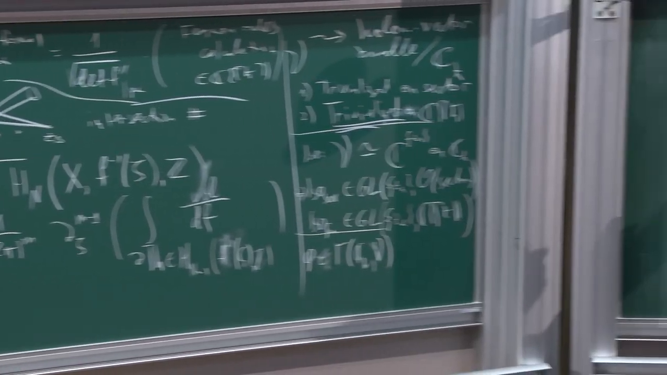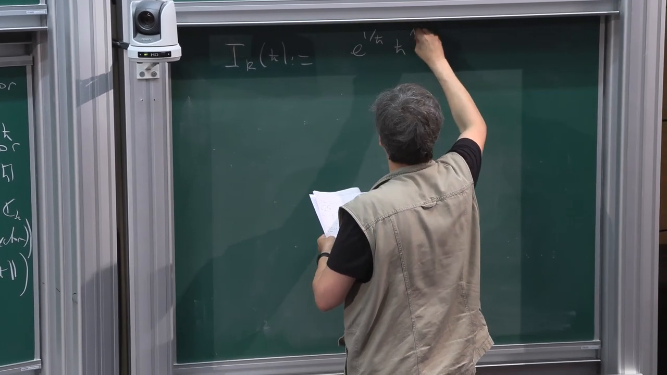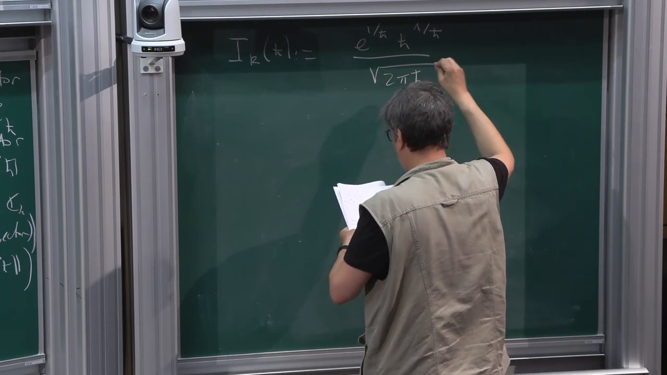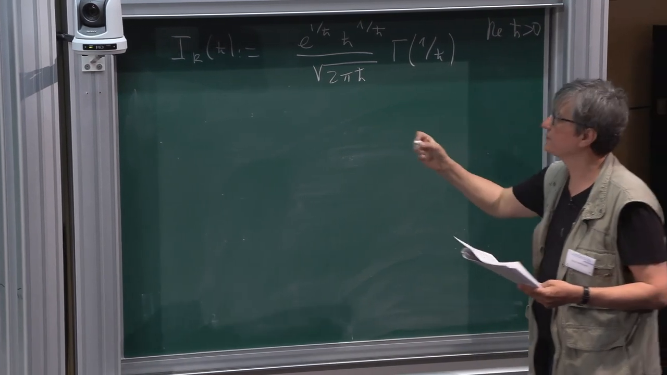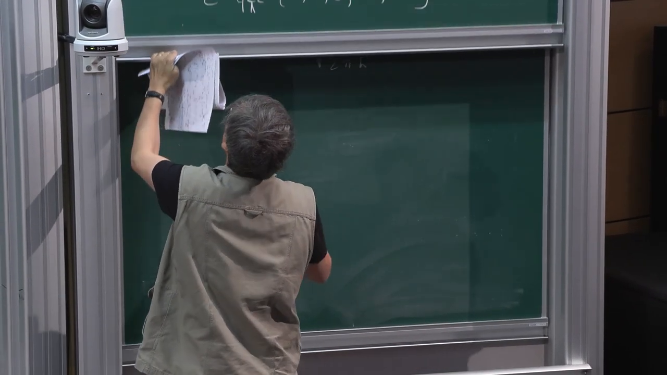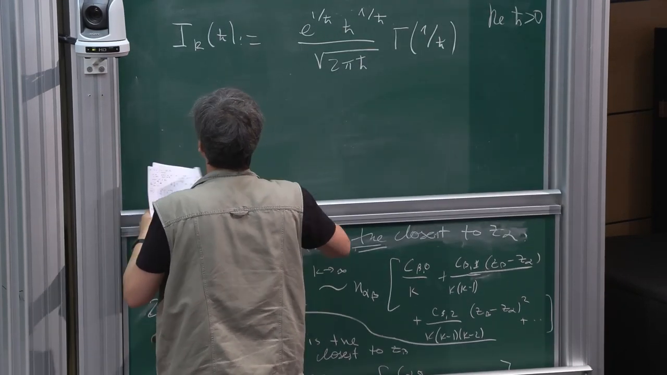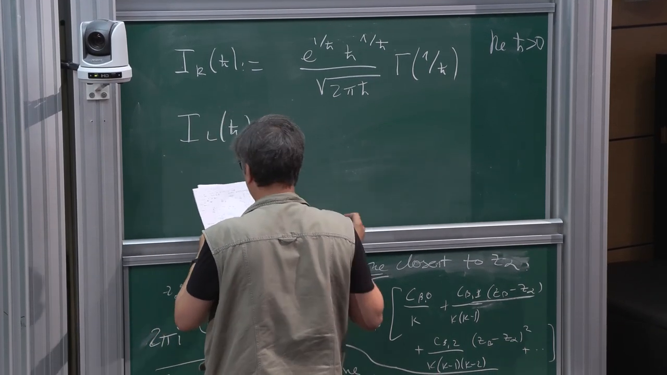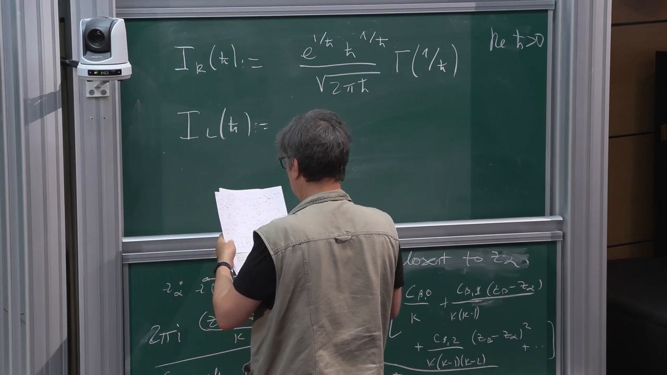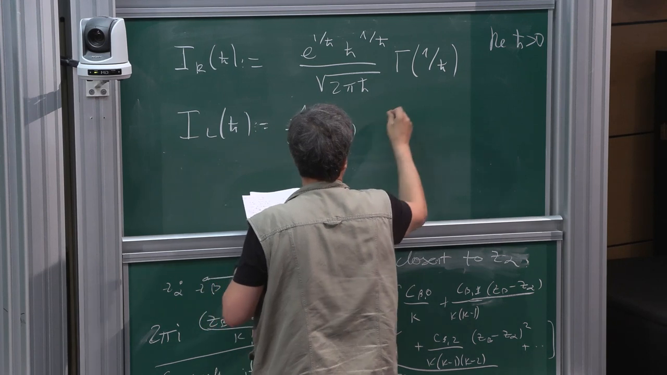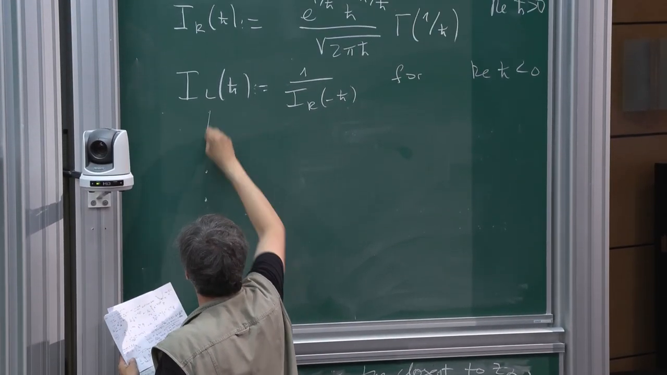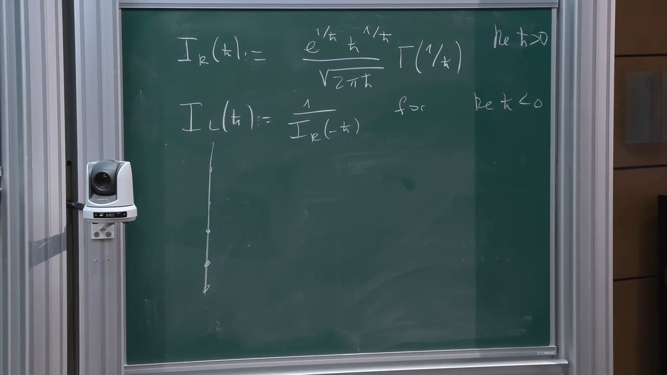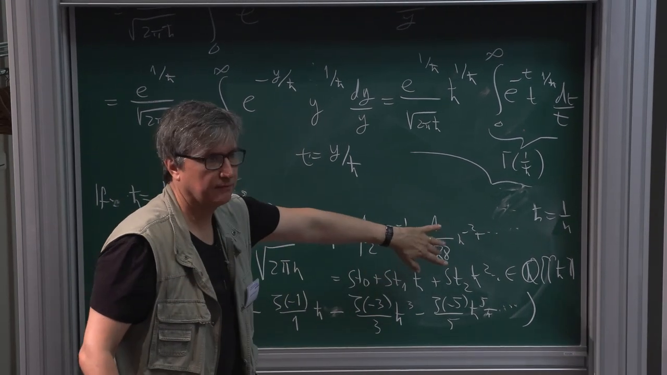I denote the things which I calculated. It's for real part of ħ positive. I define this function. And I define I left of ħ to be 1 over I right of minus ħ for real part of ħ negative. So what goes on here? We get one series: 1 plus 1 over 12, and so on.